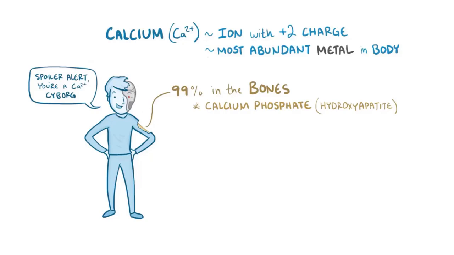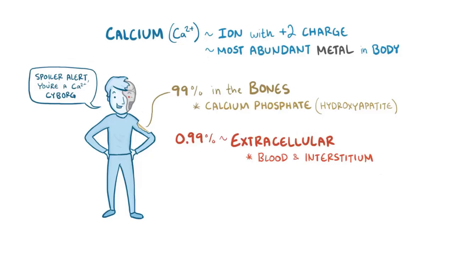The last 1% is split so that the majority, about 0.99%, is extracellular, which means in the blood and in the interstitial space between cells, whereas 0.01% is intracellular, or inside cells.